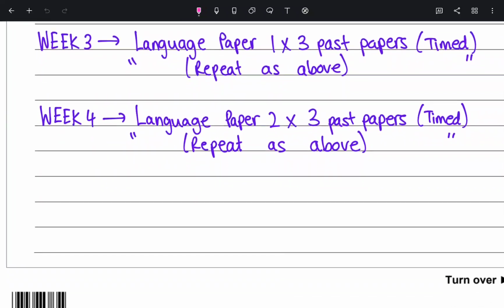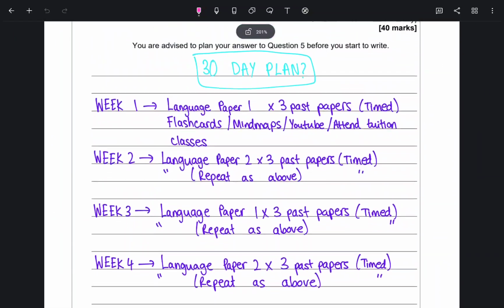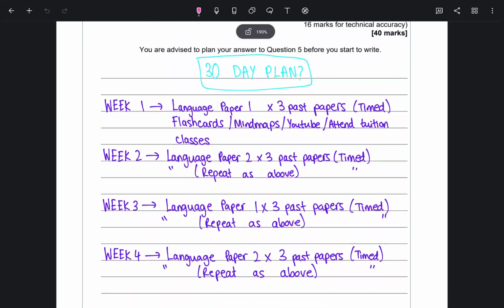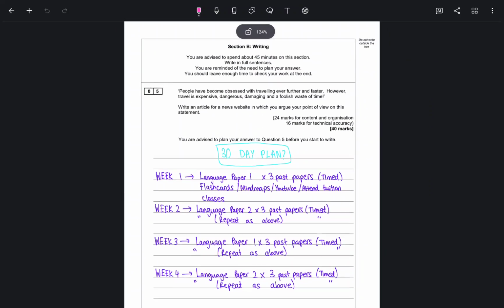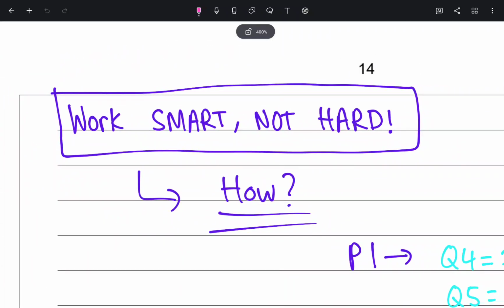plan. Now, another important thing you all need to remember is the importance of studying or working smart and not hard. Because unfortunately, a lot of students are revising hours and hours, but it's not as effective. The reason I say this, I'll show you some evidence for it. Now, work smart, not hard.